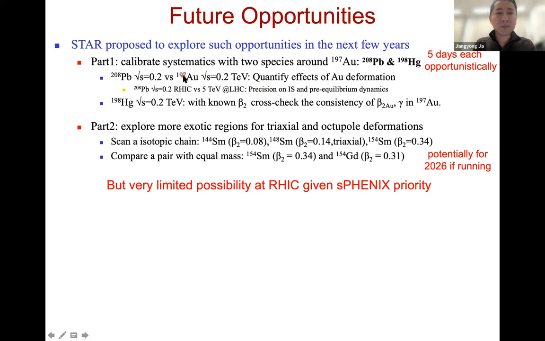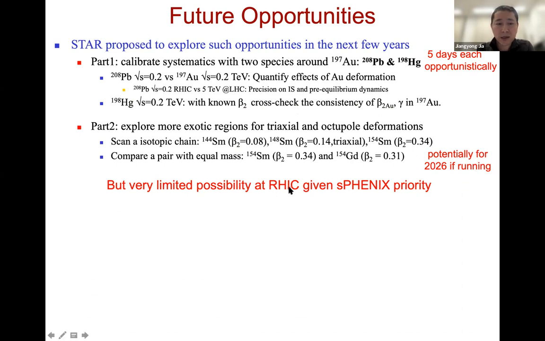What is probably also interesting is to put something that is almost at the same mass as gold 197, like mercury 198. We know the beta 2 of this species. This can be used to cross-check the consistency of the deformation. Okay. One can, of course, explore some other interesting regions. And if there's a run in 2026, which is not in the table right now, if there's a run before the EIC, we can use this.